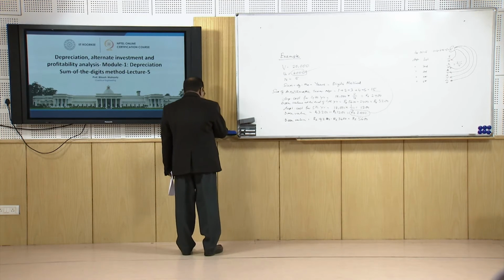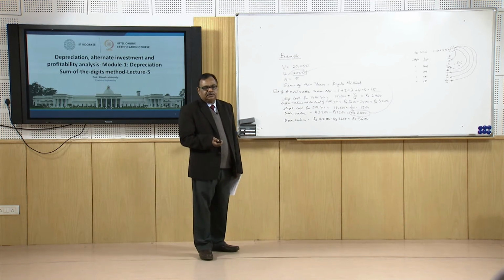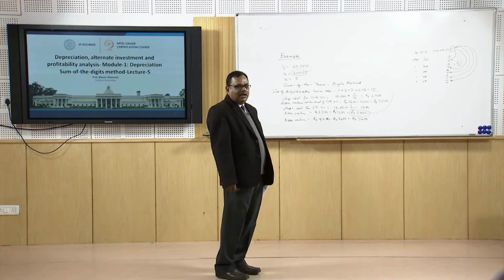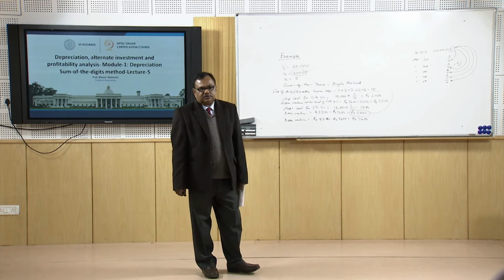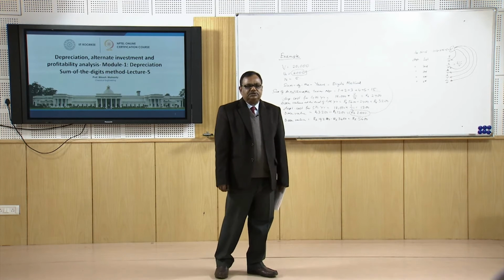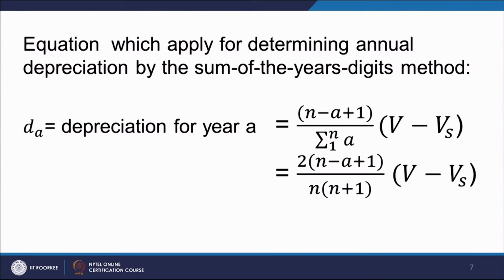Now, after knowing how the method works, let us see something else. To calculate depreciation for a year, we can have a formula which is given below. So, you can directly find out depreciation for a particular year A. So, dA is equal to 2 in the brackets n minus a plus 1 divided by n into n plus 1 into V minus Vs.